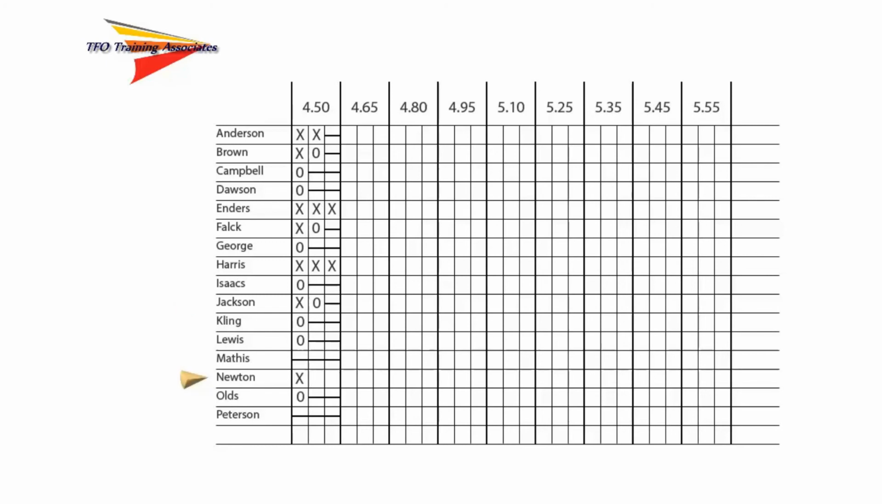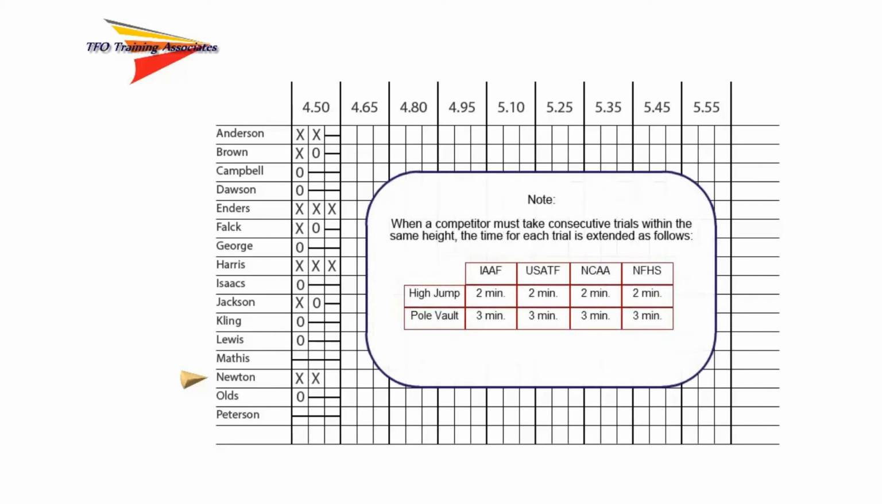Newton is the only remaining competitor. Since this is his second attempt and it's not consecutive, he has the standard amount of time to complete the attempt. Newton fails on his second attempt. Please refer to the information box. When an athlete is taking consecutive attempts at the same height, the time between attempts is extended. In this example, Newton would have 3 minutes before he must initiate his third attempt at 4.50 meters.